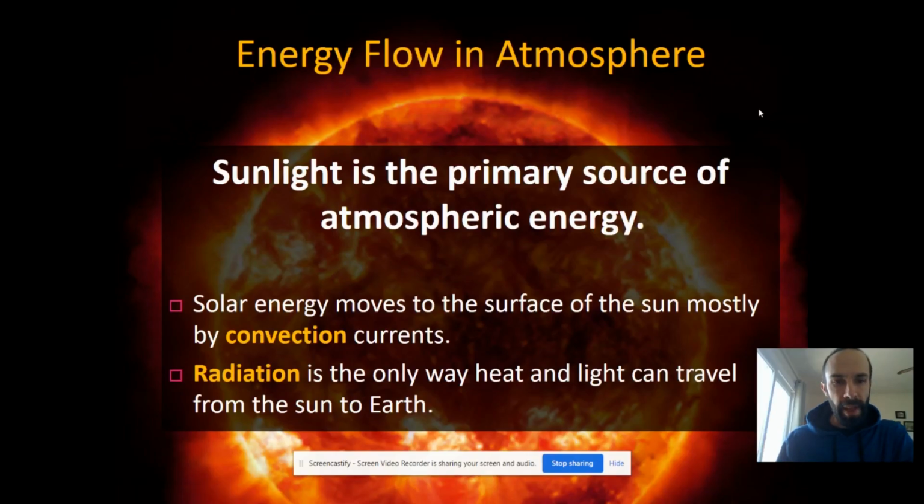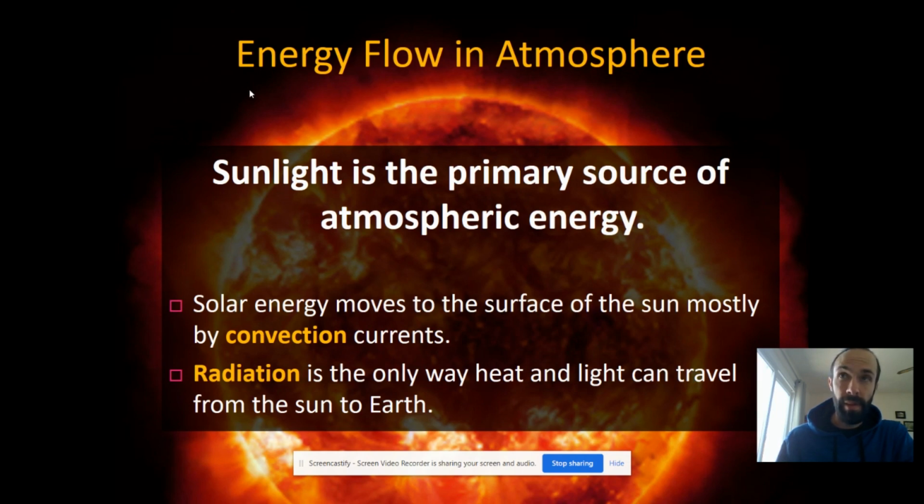Now, based upon that video, one really major thing that you're going to have to know, and I'm guaranteeing you're going to see this question in the future, is the idea that the primary source of all of our energy comes from the sun. And the sun is what drives meteorology. It's what gives the atmosphere its energy. And that energy gets here through the form of radiation.